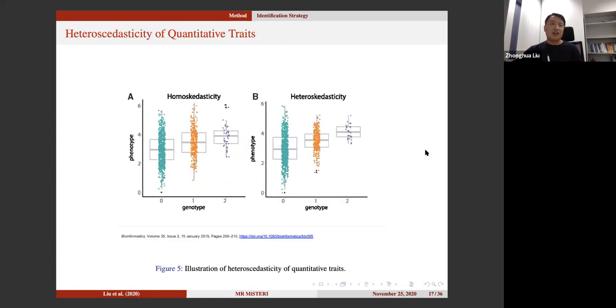Okay. And you may ask, is outcome heteroscedasticity common in genetics? The answer is yes. There is a lot of evidence in genetic studies to show that for many quantitative traits, their variance can change across levels of the SNP genotype. Here is an example. Figure A shows you the homoscedasticity, and figure B shows you the heteroscedasticity. In one, the variance looks similar across genotypes. Here in the other, the mean changes, but the variance also changes. The variance gets smaller from SNP genotype 0, 1, and 2.